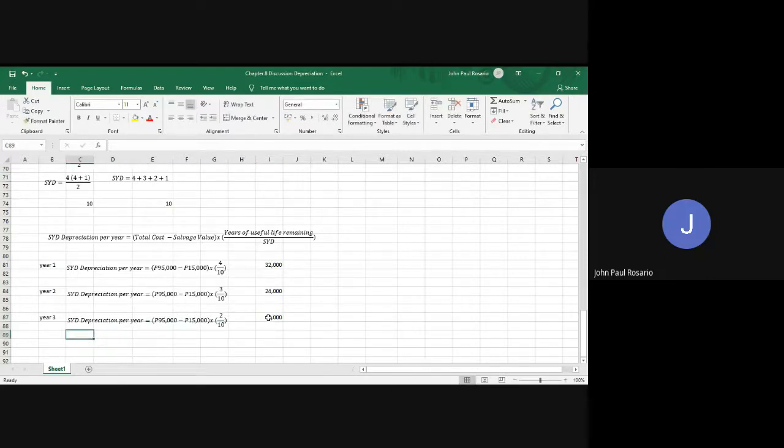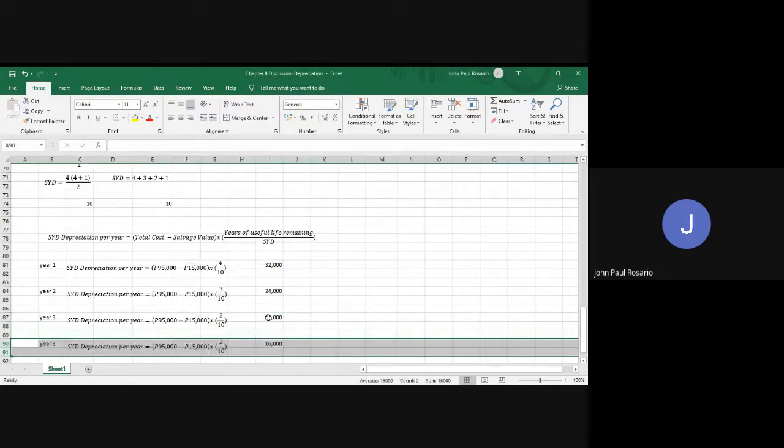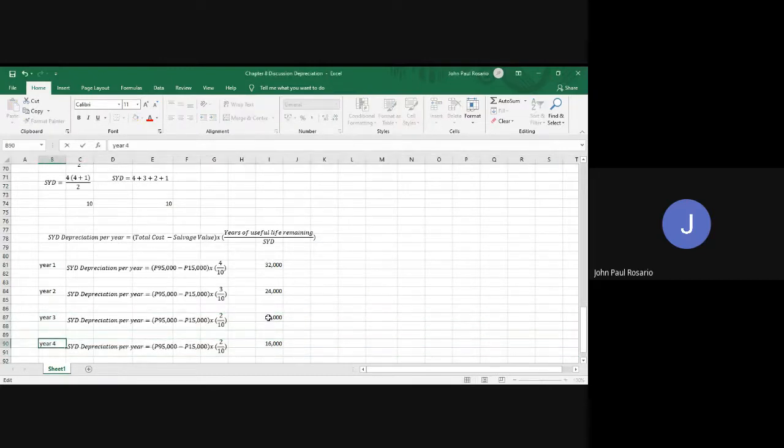And then on year four, that would mean 1 over 10, which is 8,000. After determining all of your depreciation expenses for the 4 years, you can now build your depreciation schedule.